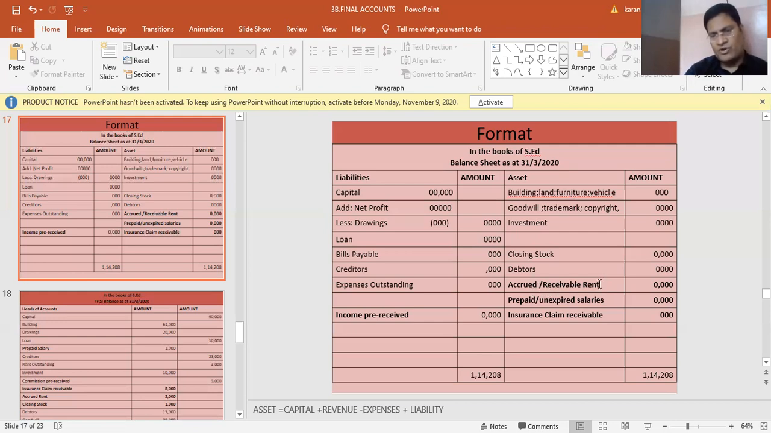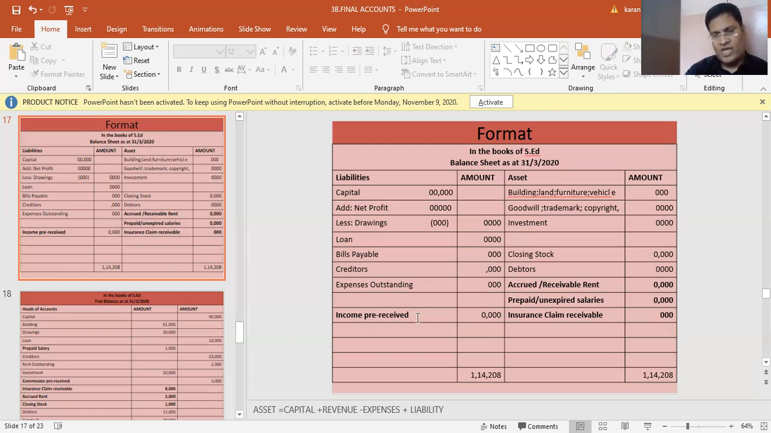That means something is receivable. Prepaid salaries or unexpired, that means more than 12 months. That is an asset for the present year. Next year's payment we have already made. So it's an asset. Insurance claim receivable, something receivable is always an asset. Something to be paid, expenses outstanding. It can be wages outstanding, salary outstanding, rent outstanding, any expense outstanding. That's a liability you have to pay.